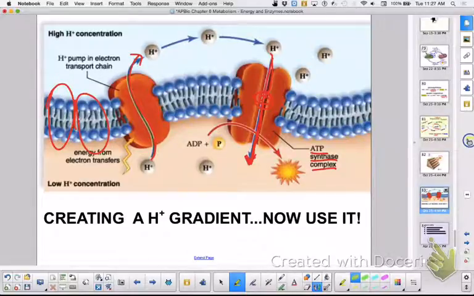So you're pumping the hydrogen ions, and so you establish an electrochemical gradient. Okay? And you have a difference in what? Concentration. What else? pH and charge. Add that to number 3.